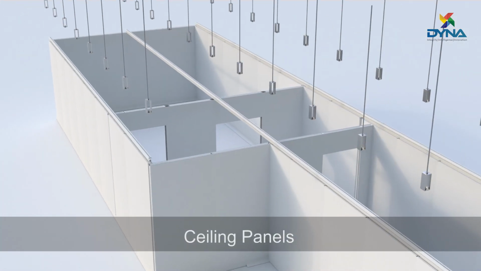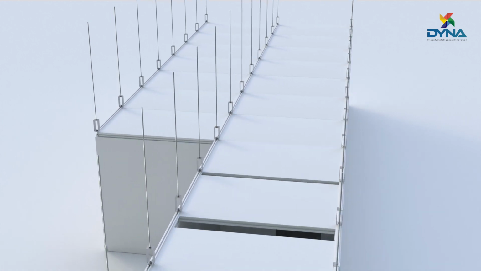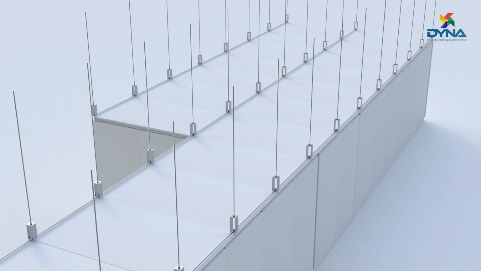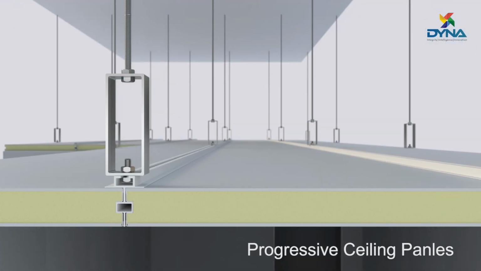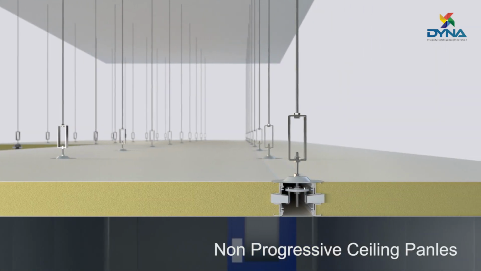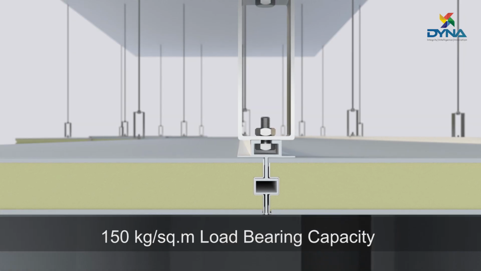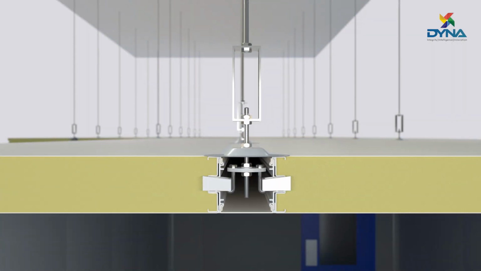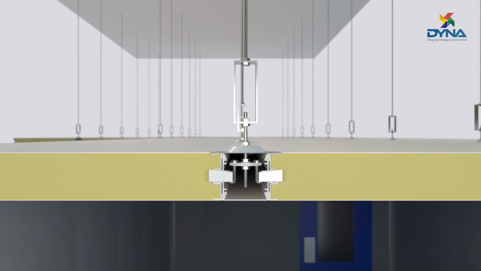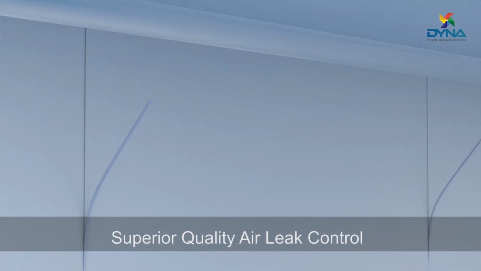The ceiling panels are fastened to profiles that are placed on an extruded aluminium grid matrix with silicone sealant. With a load-bearing capacity of 150 kg per meter square, every ceiling panel is manufactured and tested as per international regulations and test standards. With unique round corners facilitating easy installation, air leak is controlled with the use of premium quality silica gel.